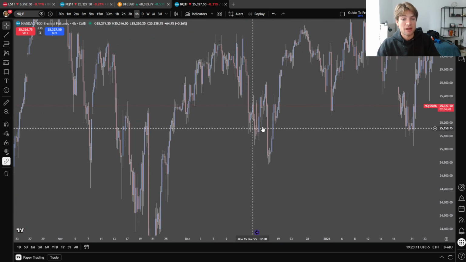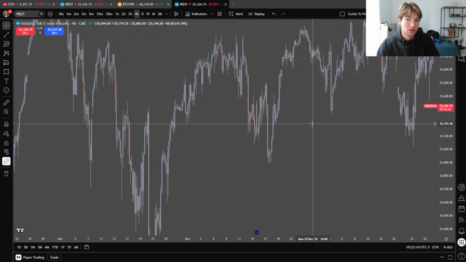And never forget, a 4-hour gap is so much stronger than a 1-minute gap. So don't trade against the 4-hour gap. Trade with the 4-hour gap. That is the best trade you can take. If your 4-hour aligns with your 1-hour, aligns with your 15-minute, aligns with your 5-minute, aligns with your 1-minute, you have a guaranteed win. I guarantee it.